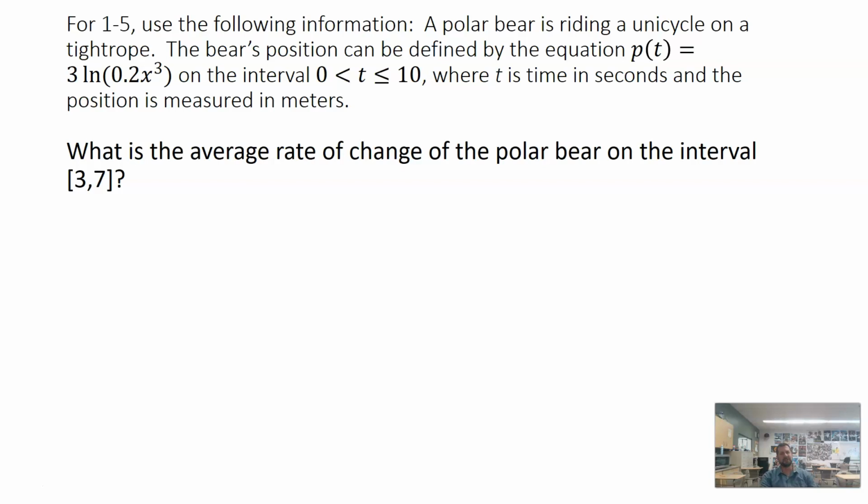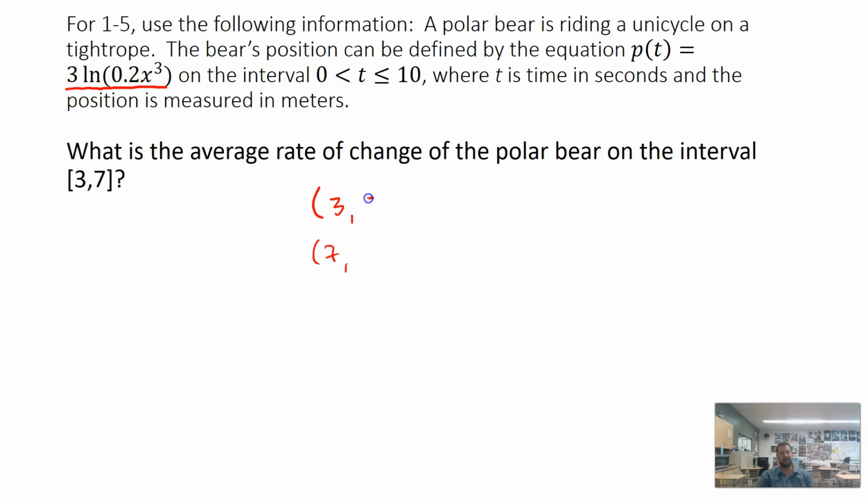Now, on the average rate of change, remember, this is something we talked about previously. What we do is we find the slope between 2 points. So my x values, because that's the interval we're looking at, are from 3 to 7. I just take those numbers and plug them into my original function, 3ln of 0.2 times x to the third.